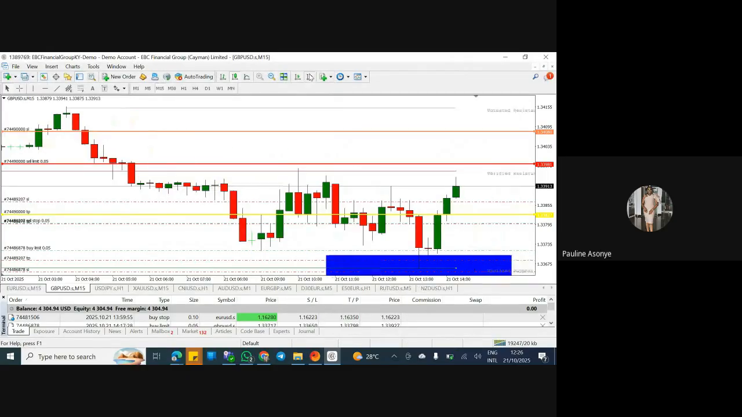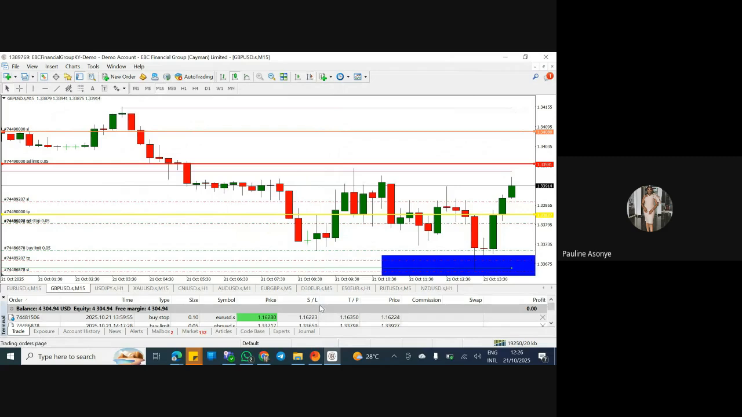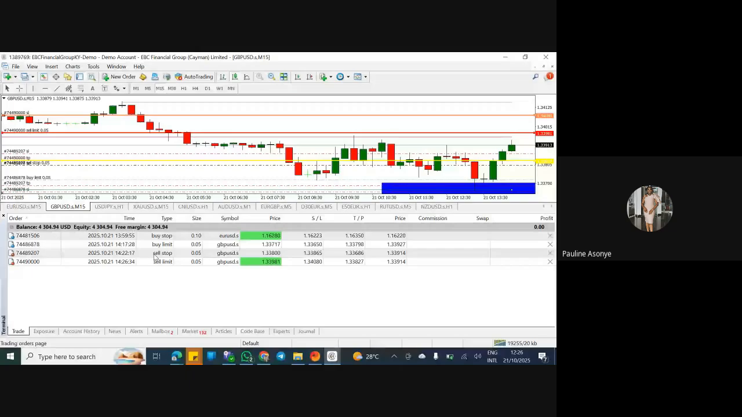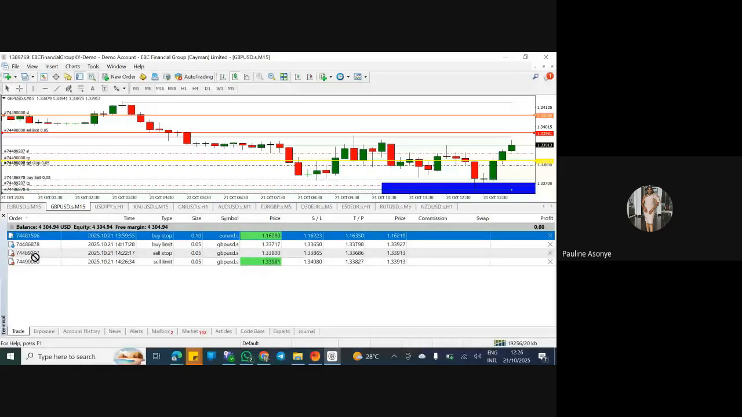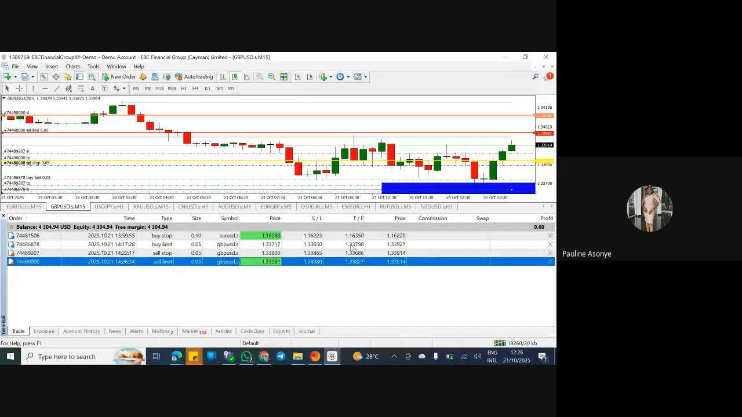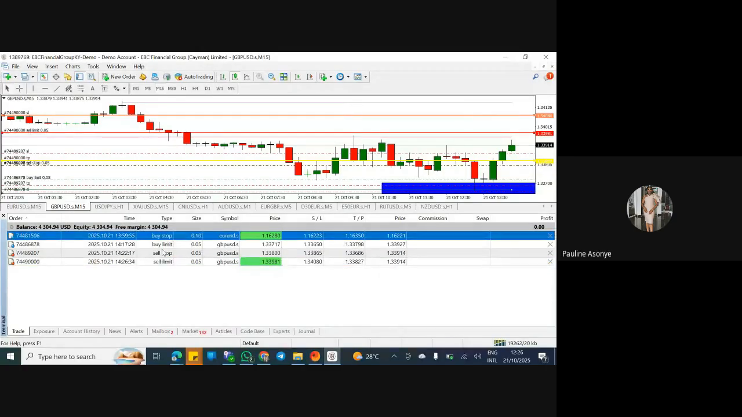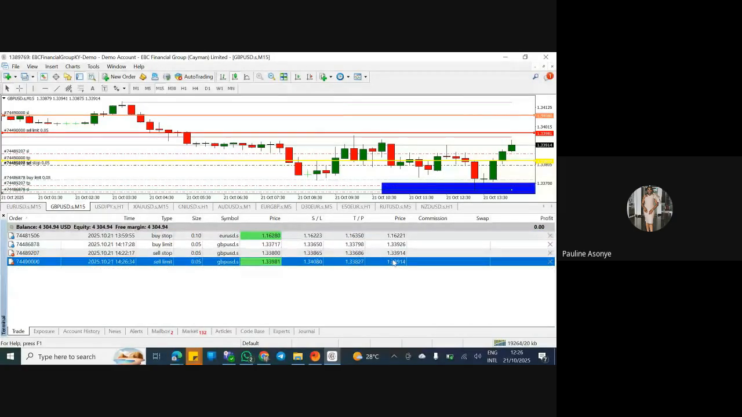So now we have buy stop, buy limit, sell stop, sell limits. Let me show you where all of them are. You see them? These are the 4 trades. 1, 2, 3, 4. We've traded the 4 pending orders. You see buy stop, buy limit, sell stop, sell limit. So this is how you make a trade on pending order on your laptop.